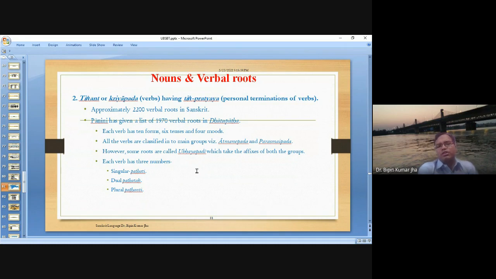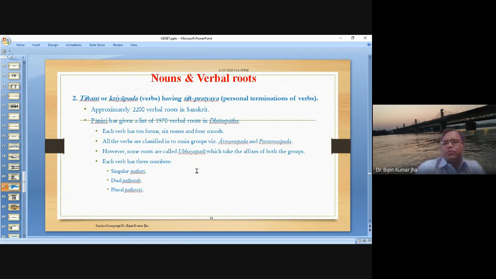Whenever I am talking about six tenses, please don't get confused. Six tenses means different types regarding past; you will find two and more. In this way, there are six tenses and four moods concerned with 10 lakaras. And when you are talking about ling lakar, you will find there are two types, vidhi and asi. Okay, so and another thing, it is divided in two different parts.